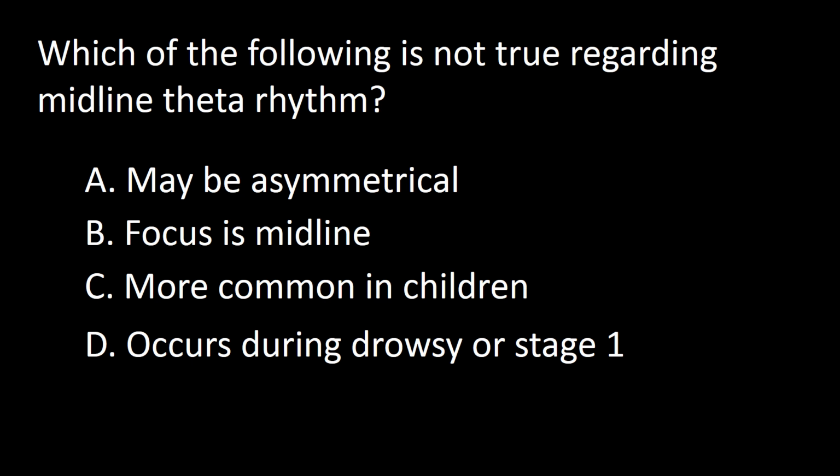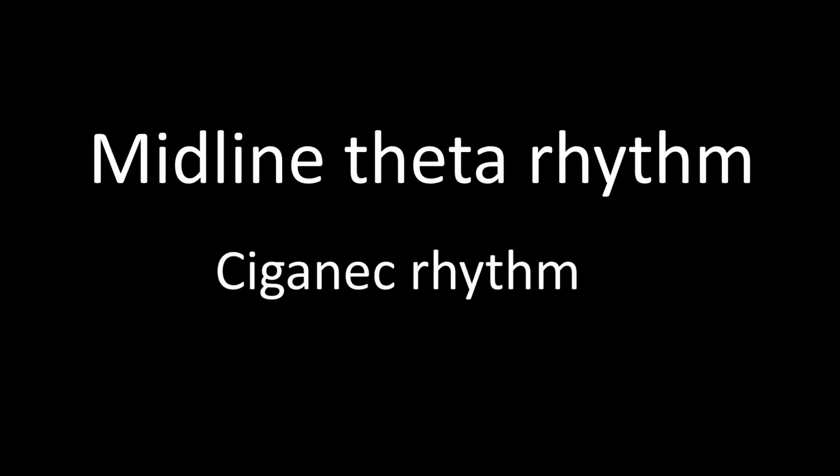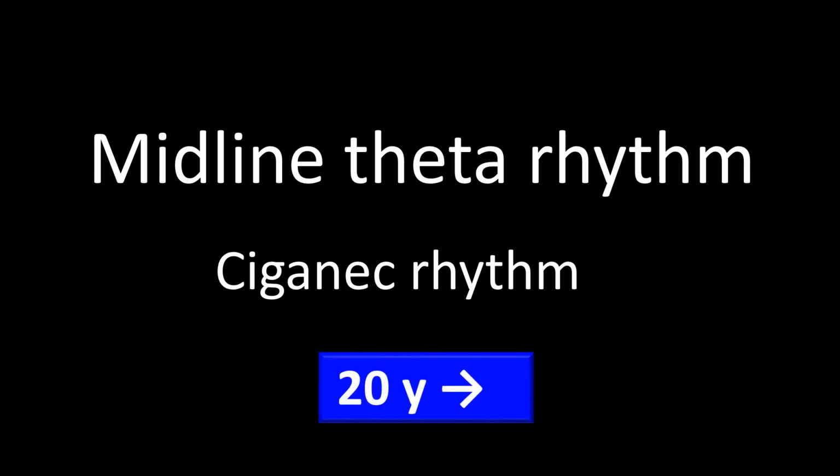Next question. Which of the following is not true regarding midline theta rhythm? A. May be asymmetrical. B. Focus is midline. C. More common in children. D. Occurs during drowsiness or stage 1. Midline theta rhythm is also called Zeigarnik rhythm. It is more often encountered after 20 years of age, so we usually do not see it in the EEGs that we do in children.